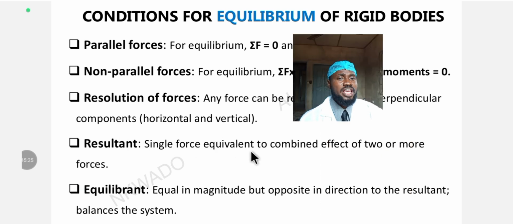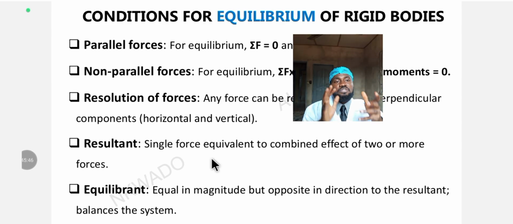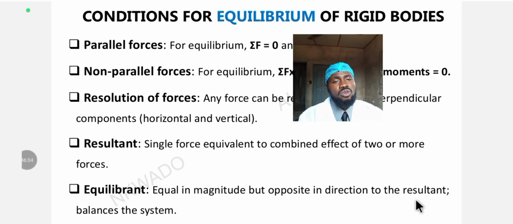Resultant: single force equivalent to the combined effect of two or more forces. Like we treated it in vector, the resultant is the single force that gives the effect of two or more forces when they act. It's a single force, but it gives the effect of two or more forces. So that's resultant force or resultant. Equilibrant: equal in magnitude but opposite in direction to the resultant. It balances the system.